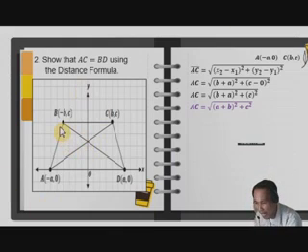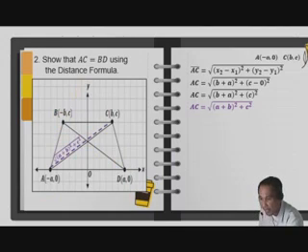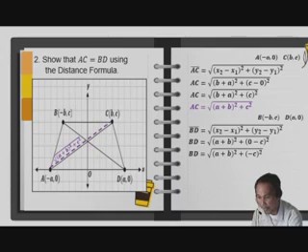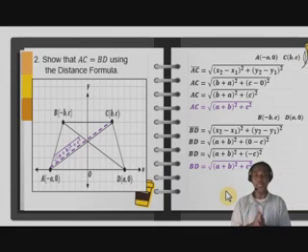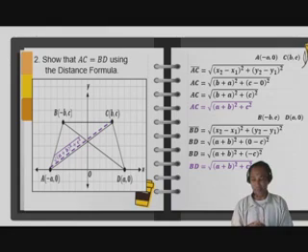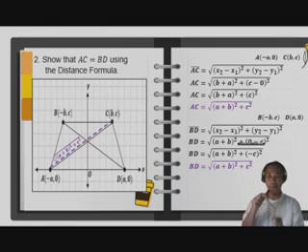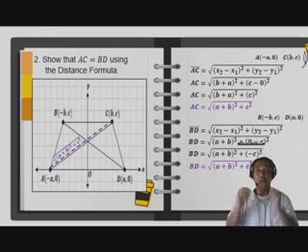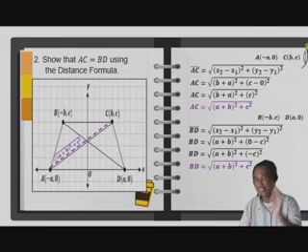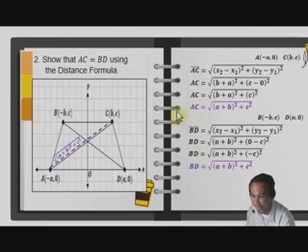Paano naman yung kabilang diagonal, yung BD? Ayun, yung BD natin. Applying the same distance formula pa rin tayo. So we have the same answer. We have square root of A plus B quantity square plus C square. Ayan. So dahil nagkapareho na ang ating dalawang diagonals, we have already proved our problem. Ayan. So I hope you got it. Let's proceed to the next one.